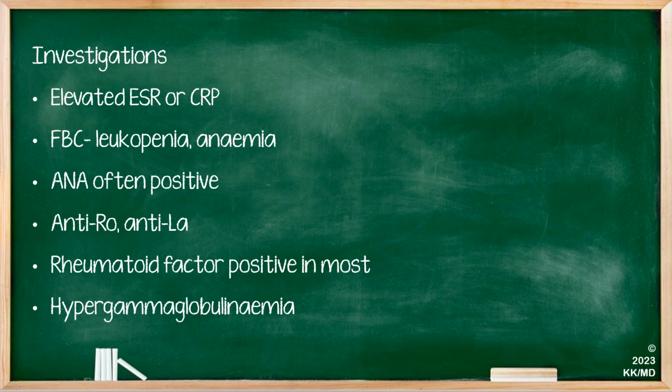The investigations of Sjogren syndrome are very similar to those which are done for other people with other connective tissue disorders. We may see an elevated ESR or CRP. When performing a full blood count, we may see a leukopenia or an anaemia associated with chronic disease. The ANA is often positive in these patients, and the crucial thing to remember is that the specific antibodies for Sjogren syndrome are anti-Ro and anti-La. Rheumatoid factor is also noted to be positive in most people, and you do also tend to get a hypergammaglobulinaemia.